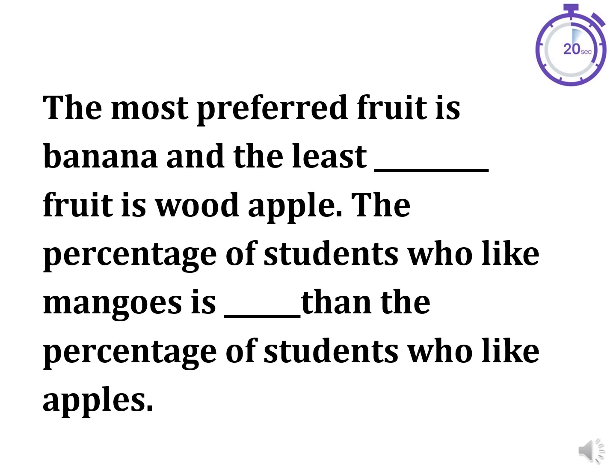Let's take another 20 seconds to fill these 2 blanks. Time up. The most preferred fruit is banana and the least preferred fruit is wood apple. The percentage of students who like mangoes is less than the percentage of students who like apples. These are the answers.